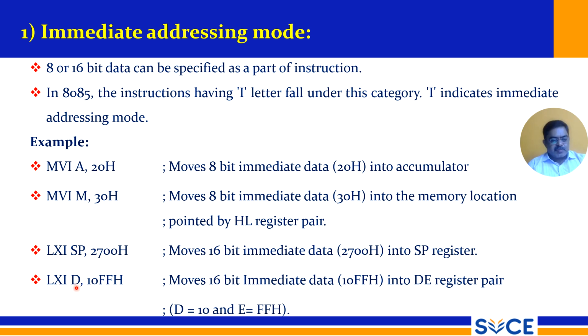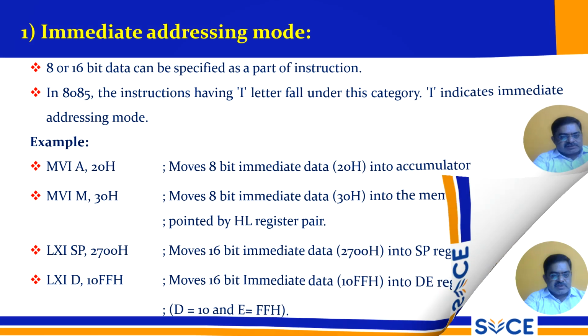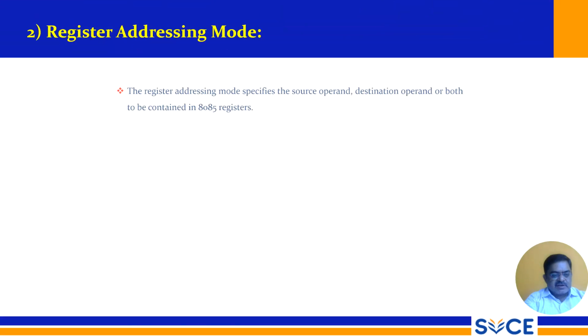D is represented here, not E. Only the first letter of the register pair is represented in the instruction. So this is the first addressing mode, immediate addressing mode. Next is register addressing mode.